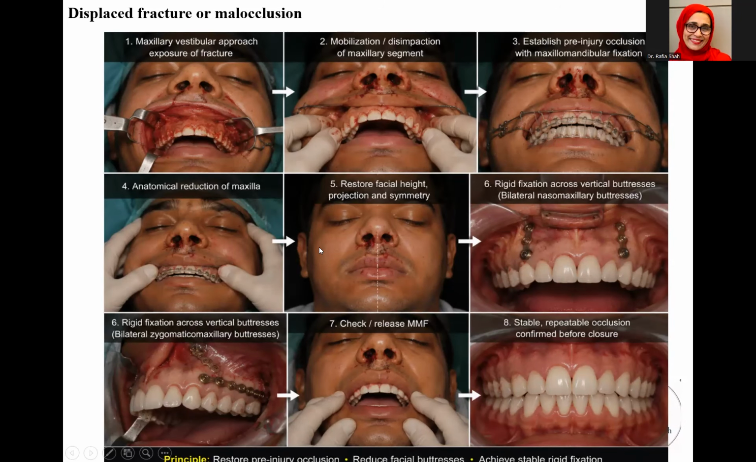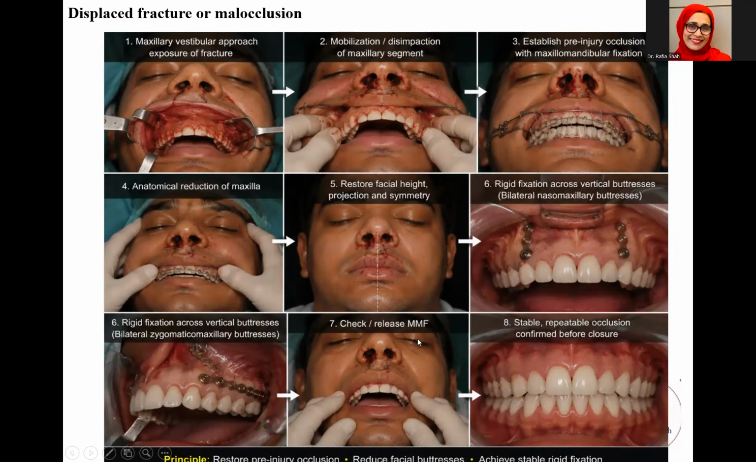Once this is fixed, we go for anatomic reduction. Then we need to be assured after reduction that the patient's profile is not disturbed. Then, if needed, we go for rigid fixation via plating, seeking help from the stable part of the bone, and we go for rigid fixation at the nasomaxillary buttress bilaterally, and another way of rigid fixation, we can go for horizontal fixation, whatever way is needed.